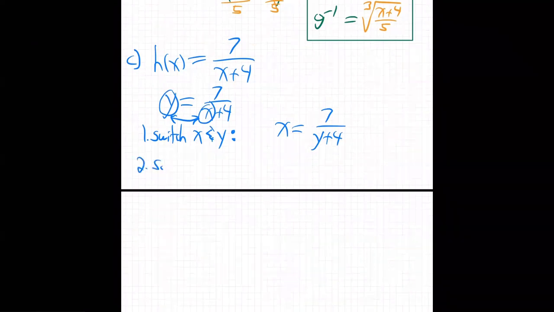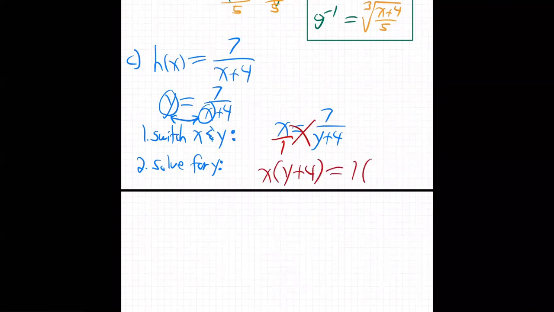Step 2, solve for y. So I've got to solve that little equation for y. Y is saying, I want to be alone. Well, what do we do when we have a fraction like that? You put the other guy over 1 to make it look like a fraction, right? We haven't changed anything. And then you cross multiply. So it'll become x times y plus 4 is 1 times 7. Remember that? So you put the x over 1, you have 2 equal fractions, you go diagonal, diagonal. You cross multiply when you have 2 equal fractions.